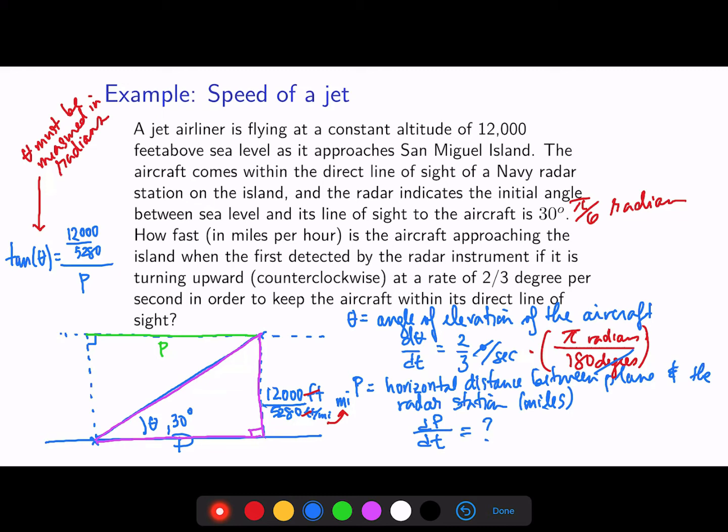So it looks like we need more space. Let's take that. We have the tangent of theta is 12,000 over 5280 times 1 over P. There are two things I want to remark about this. The first is, and I'll write this in a different color, let's write this in purple.